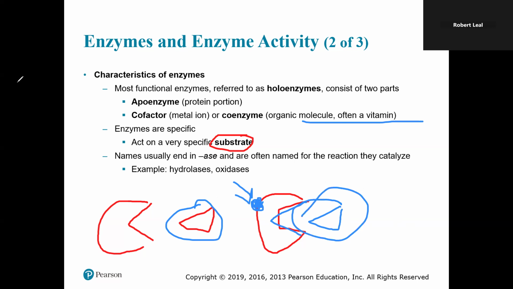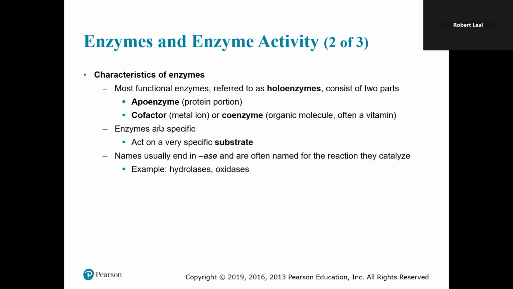But all you need to know is what enzymes are. They're proteins that'll speed up chemical reactions. Cofactors, coenzymes: these are things like minerals and vitamins that some enzymes need to do their job so that they can fit the substrate. And most enzymes end in -ase. So examples, hydrolases, oxidases are fancy names for enzymes.